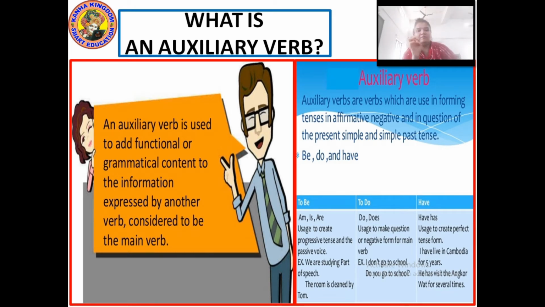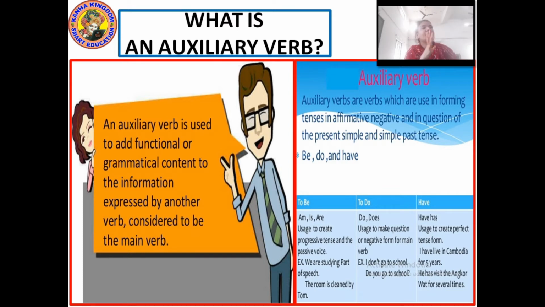Was is an auxiliary verb too, but it is a past tense auxiliary verb. If there is no was in the sentence, then we cannot understand whether the sentence is in past tense or present tense. So such verbs are called auxiliary verbs. Now, as I told you, we are going to learn be, do and have.